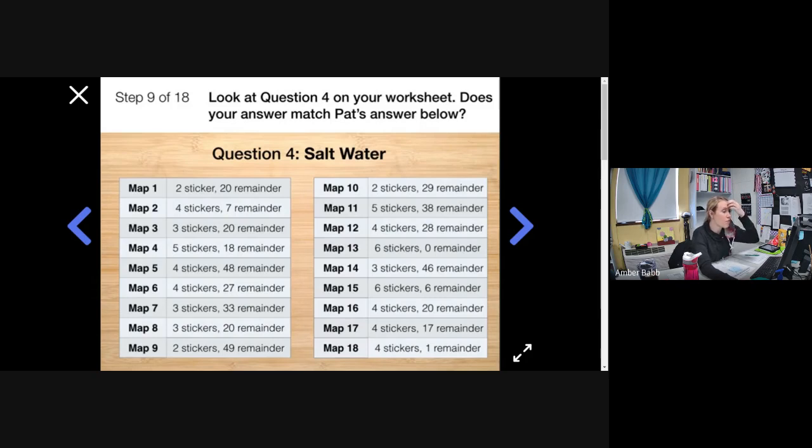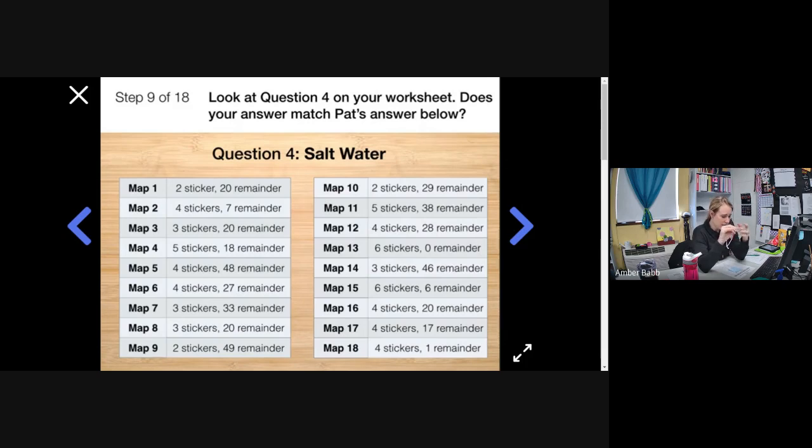Check your question number 4 on your worksheet. Virtual friends, it should be in your drafts, your unfinished or whatever it shows. I don't know where it shows up on your end. We have 4 and 2, and our map is 18. Okay, you have to find the number map that you have, and then you need to check question number 4.